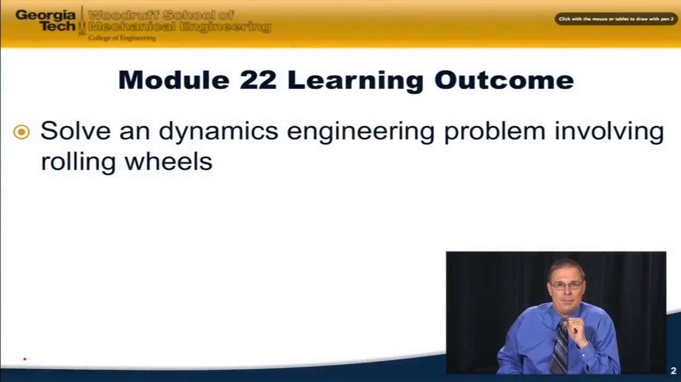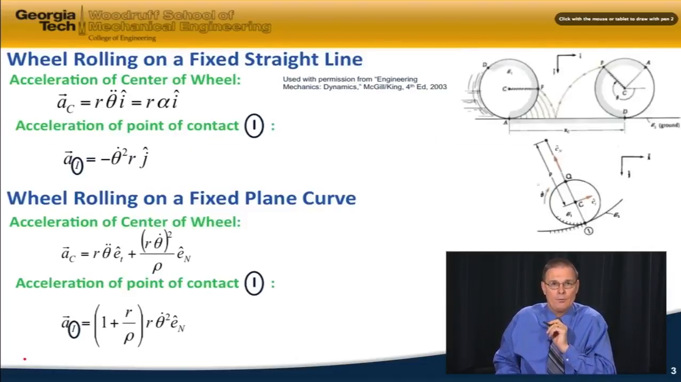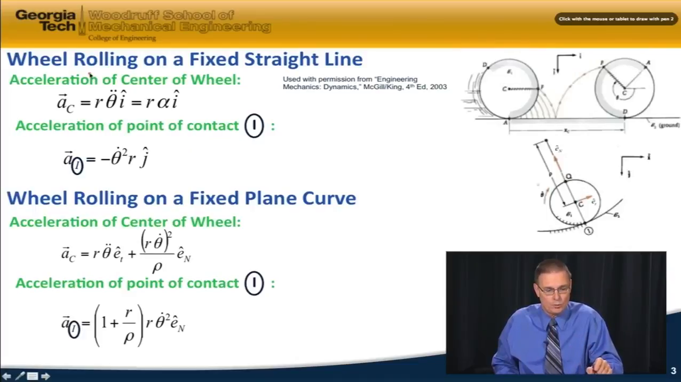Hi, this is Module 22 of Two-Dimensional Dynamics, and today's learning outcome is to go ahead and solve a dynamics engineering problem involving rolling wheels. Let's first look at a summary of what we've done in the last couple of modules. We looked at a wheel rolling on a fixed straight line. We found the acceleration of the center of the wheel and the acceleration of the point of contact.